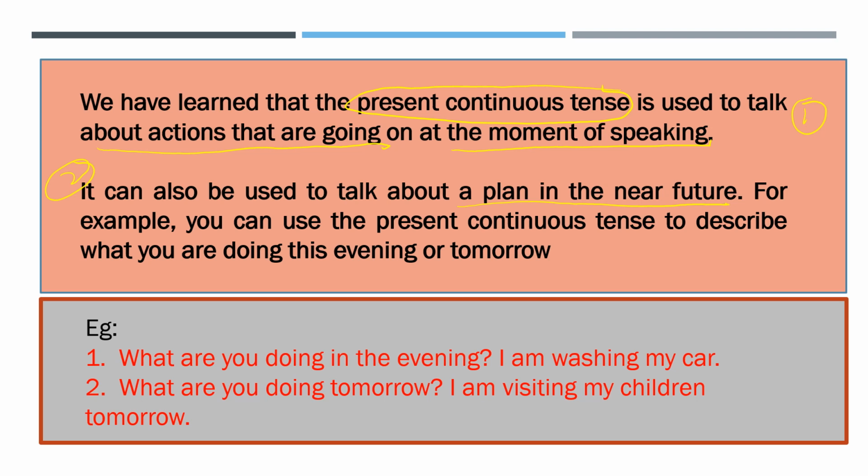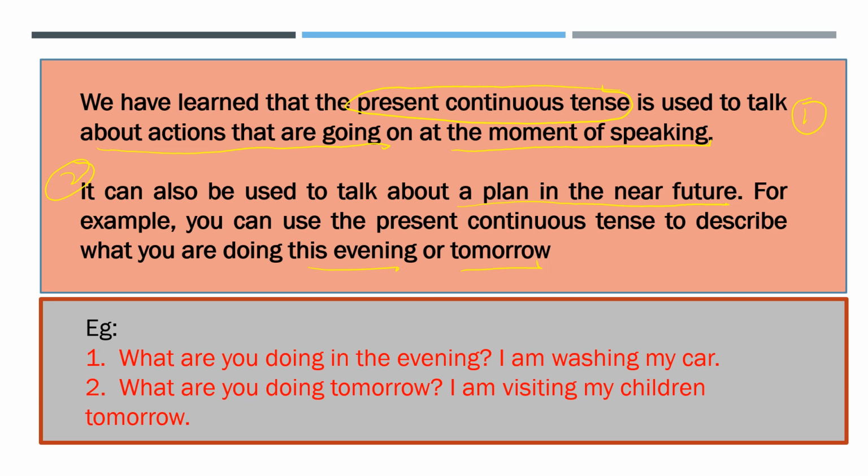Okay, for example, you can use the present continuous tense to describe what you are doing this evening or tomorrow. For example, what are you doing in the evening? Okay, I am washing my car. So that is your plan, what you are going to do in the near future. And if we look at number 2, what are you doing tomorrow? I am visiting my children tomorrow.